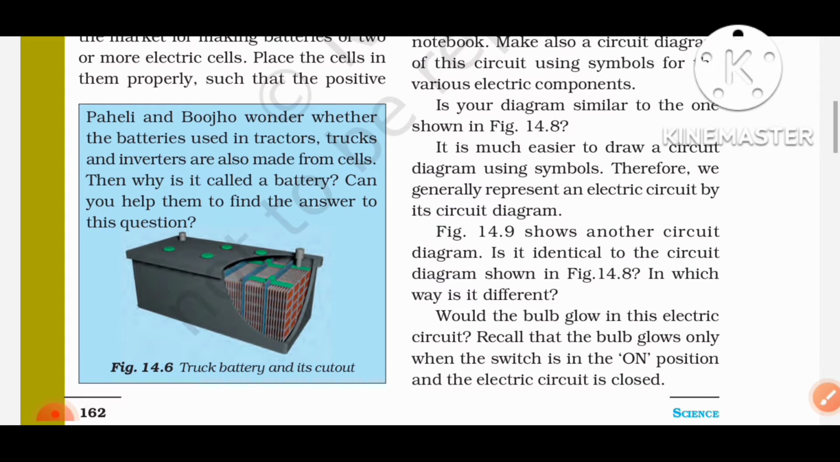Here one piece of information is given. Paheli and Bozo wondered whether the batteries used in tractors, trucks and inverters are made from cells. Then why is it called a battery? Can you help them to find the answer to this question?